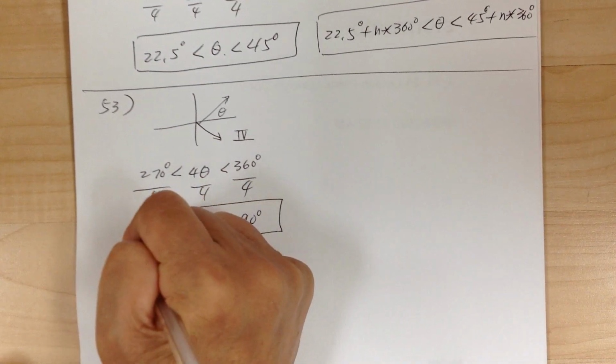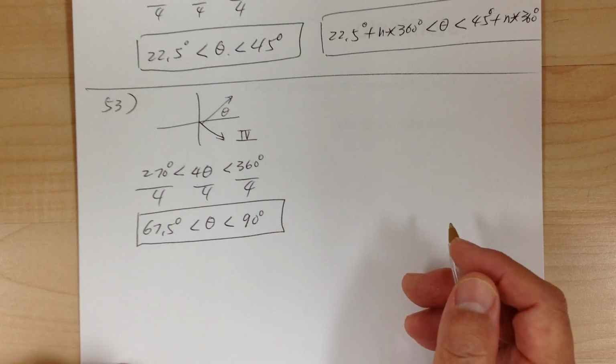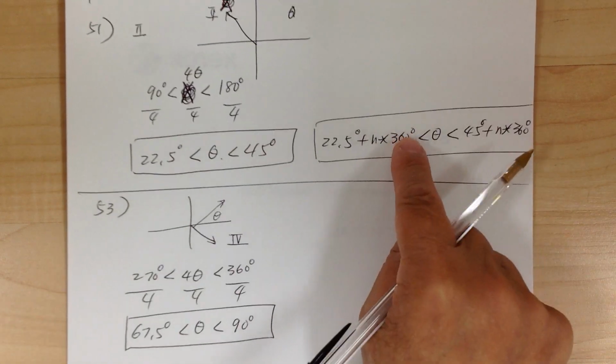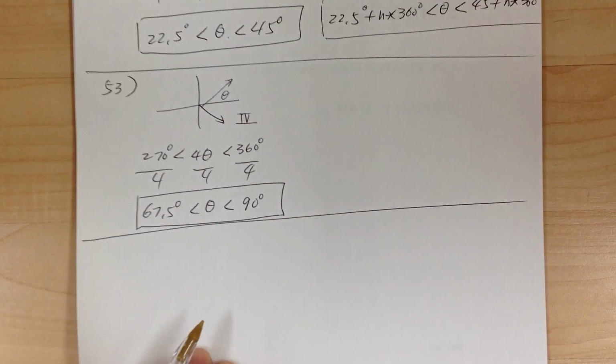Again, the problem asks you to find one of them, so this is good enough. If it says find all possible, then you have to do that. Okay, let's go to the next one.